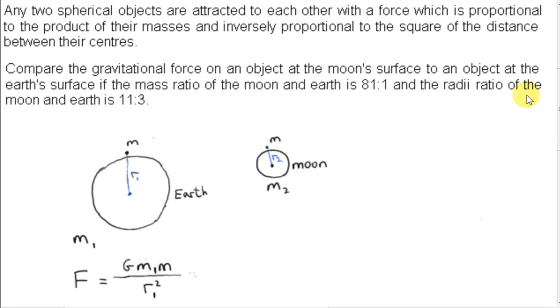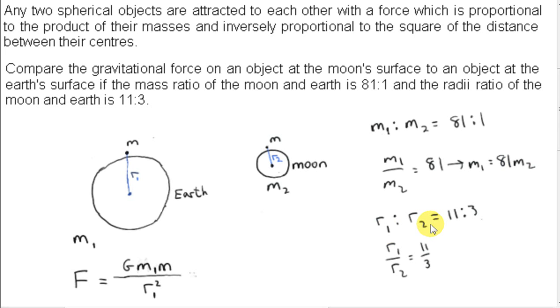The radii ratio of the Moon and Earth is 11 to 3. And most people probably know that the Earth's radius is greater than the Moon's radius. So let m1 be the mass of the Earth, m2 the mass of the Moon. So here's the ratio of the mass of the Earth to the mass of the Moon. m1 divided by m2 is equal to 81 divided by 1, which is 81. So we can write this as m1 equals 81 times m2. The mass of the Earth is 81 times the mass of the Moon.